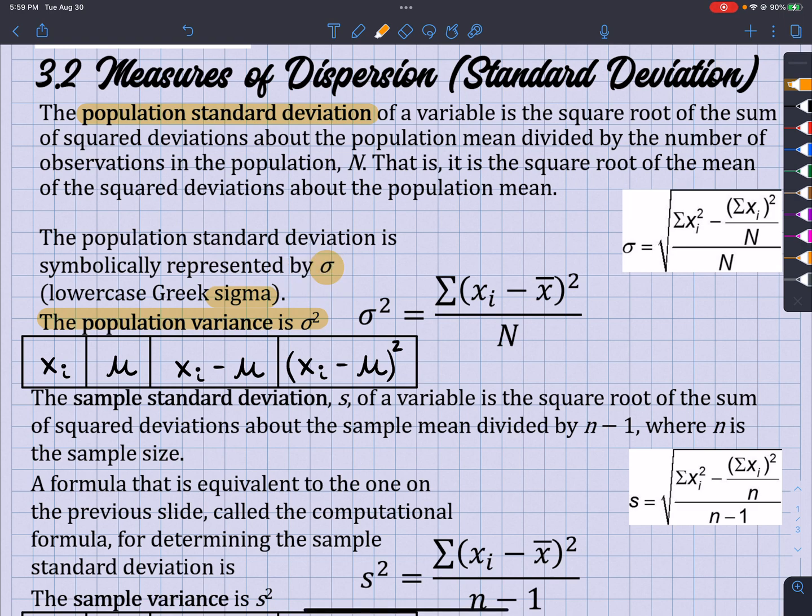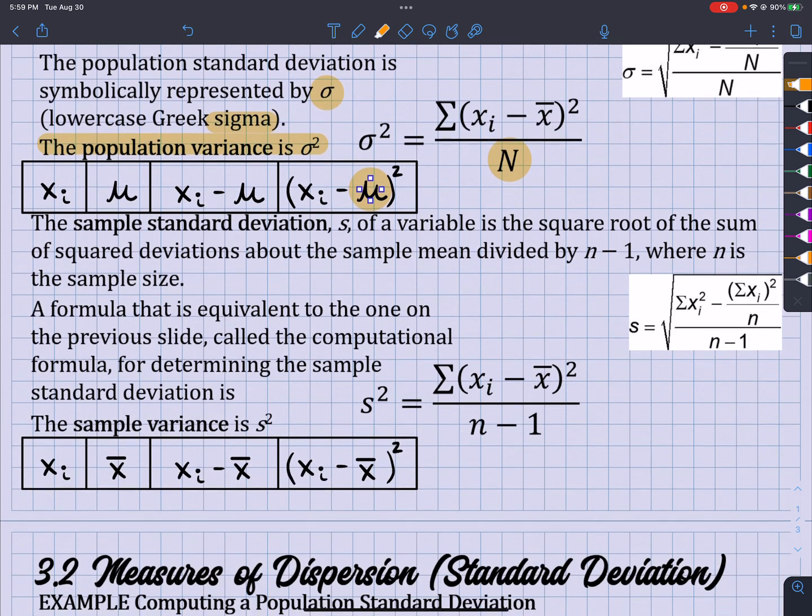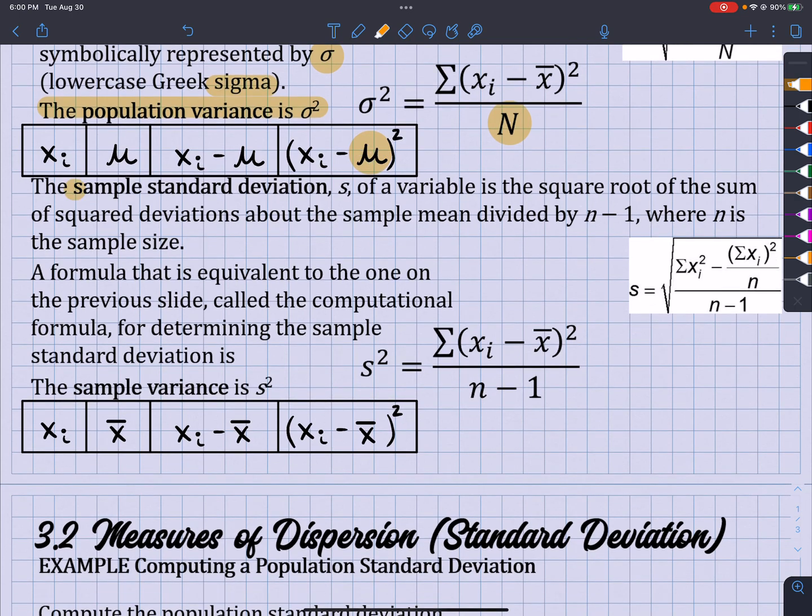Notice that the big N is still the same, the number of observations is still capital N, and we're still using mu for the average, which is necessary. However, when you look at the sample, the sample standard deviation is just S, the letter S, and the sample variance is S squared. Similarly, if we get one, we can get to the other.